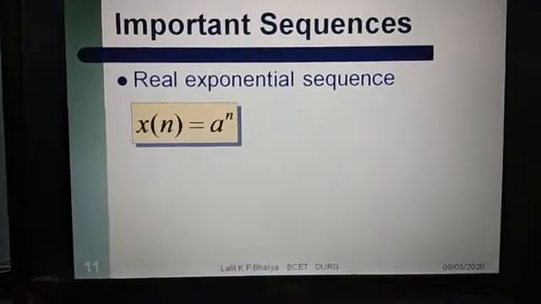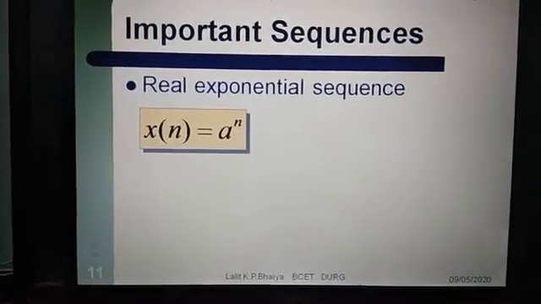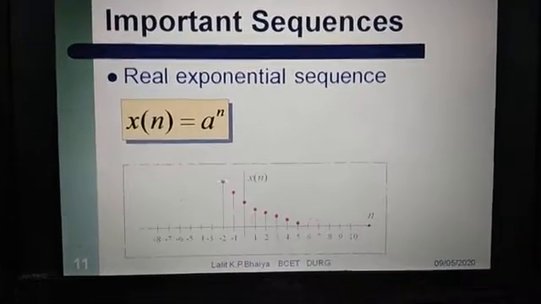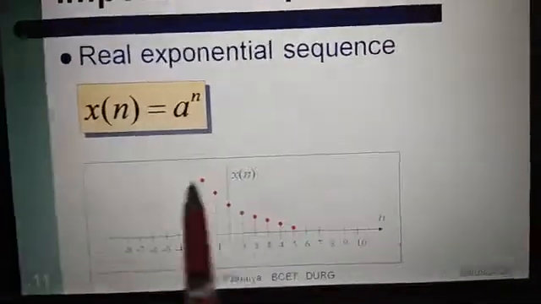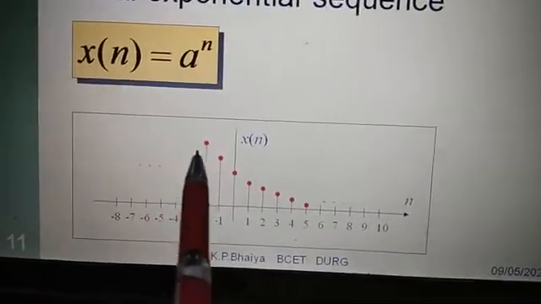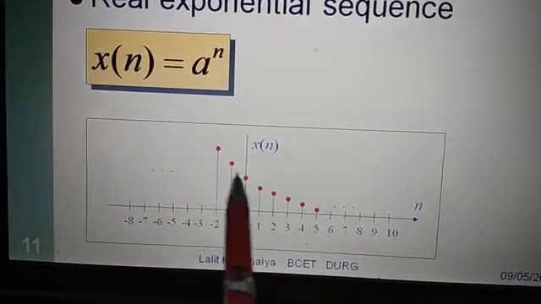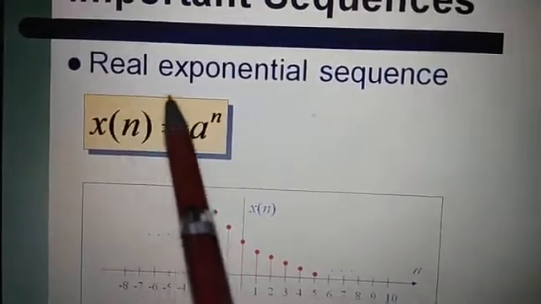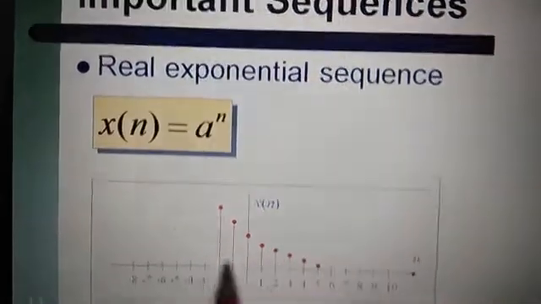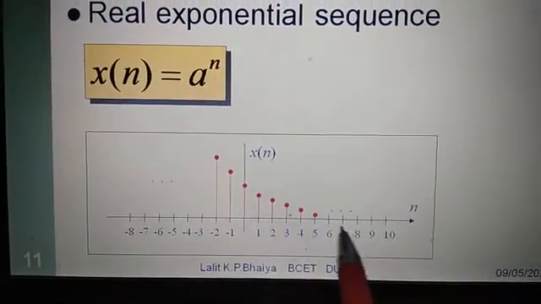Then the real exponential sequence is given by x of n is equal to a to the power n, and this sequence can be drawn here. This is the a to the power n sequence, x of n. This is called a real exponential sequence. So the real exponential sequence can be shown like this.